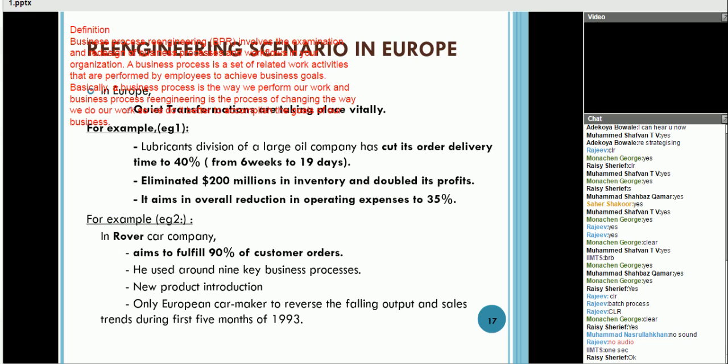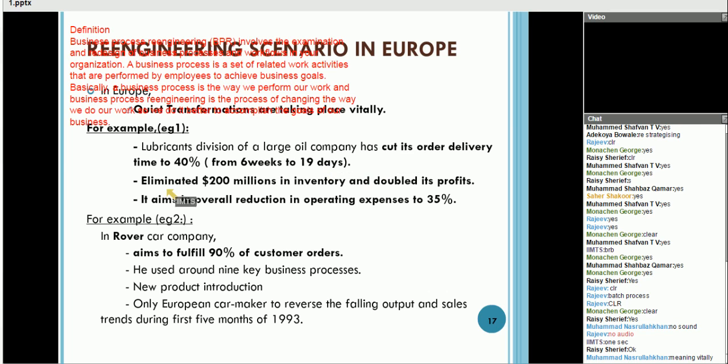Now let's see the re-engineering scenario in Europe, how it started in Europe. Europe means all the Germans, Finland, that comes in Europe. In Europe, quiet transformations are taking place vitally. For example, the lubricants division of a large oil company has cut its order delivery time to 40%.